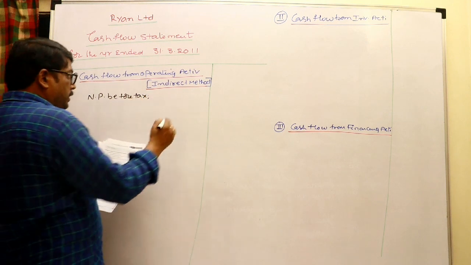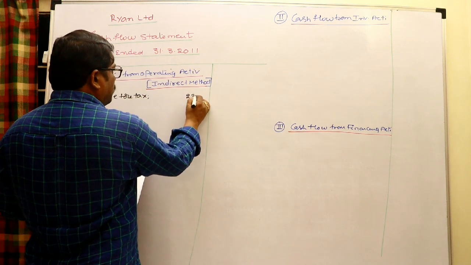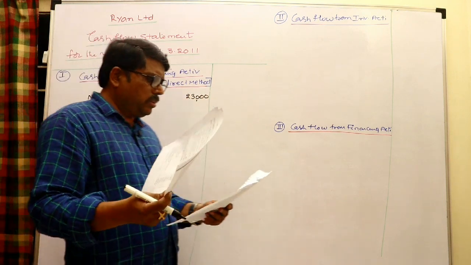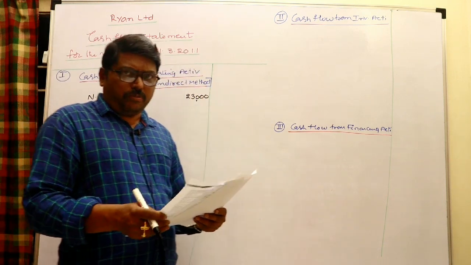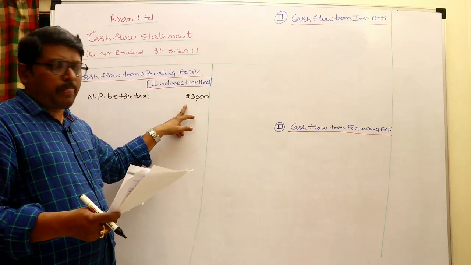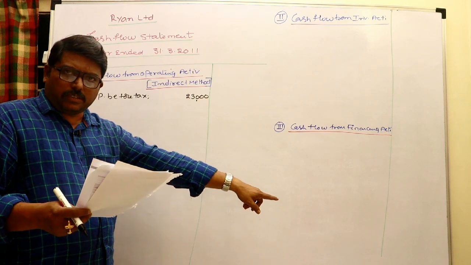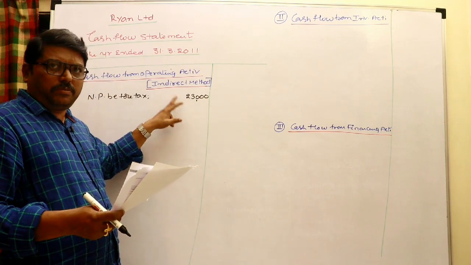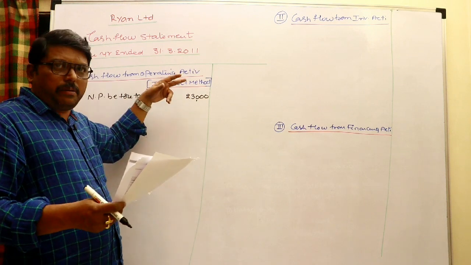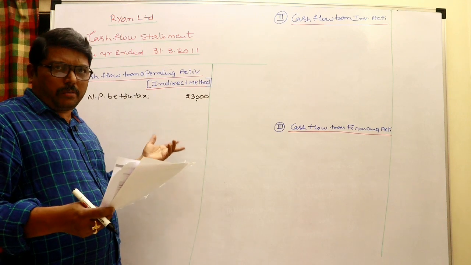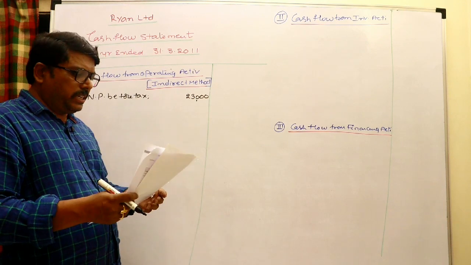Net profit before tax I am taking, it is 23,000. Check it, it is given in your income statement, 23,000 profit before tax. For this, dividend need not be reduced, but you can show it as a financing activity. Why? Because dividend is not paid out of this. If it were paid and reduced, then it should be added back, but we need not add back. Provision for tax also need not be added back because it is not deducted. Tax paid should be deducted.